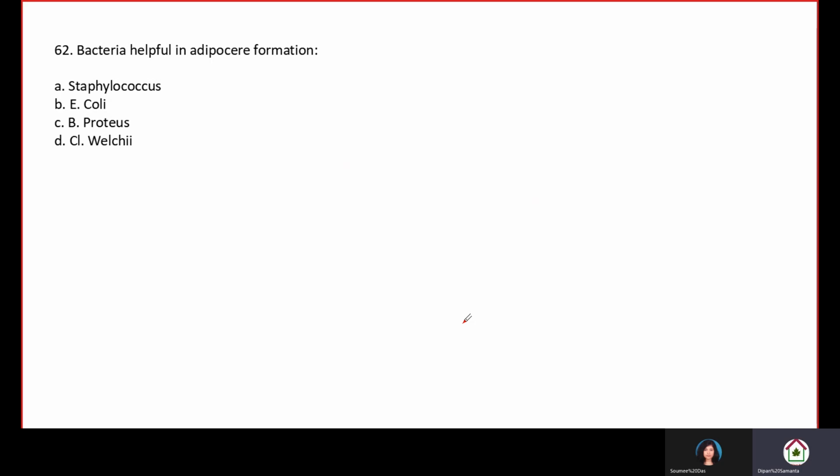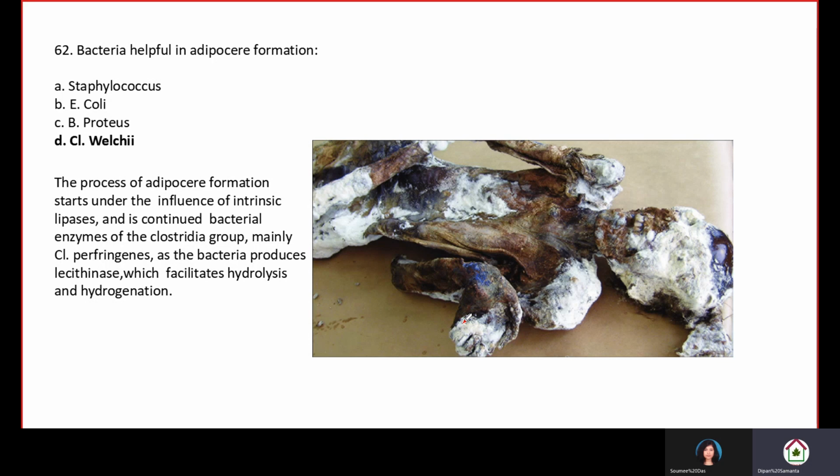Bacteria involved in adipocere formation: Staphylococcus, E. coli, Proteus, and Clostridium welchii. So obviously welchii. The process of adipocere formation starts under the influence of intrinsic lipases and is continued by bacterial enzymes of Clostridia group, mainly perfringens, as the bacteria produces lecithinase, which facilitates hydrolysis and hydrogenation. So the bacteria involved in adipocere formation is Clostridium welchii.